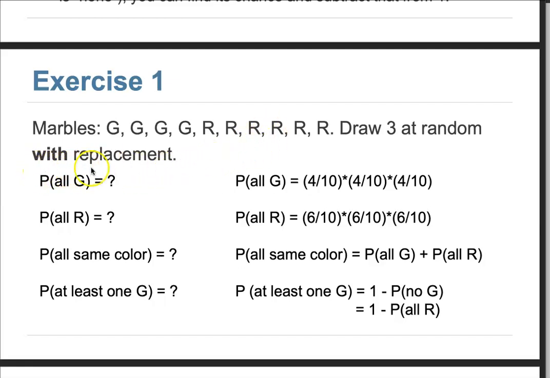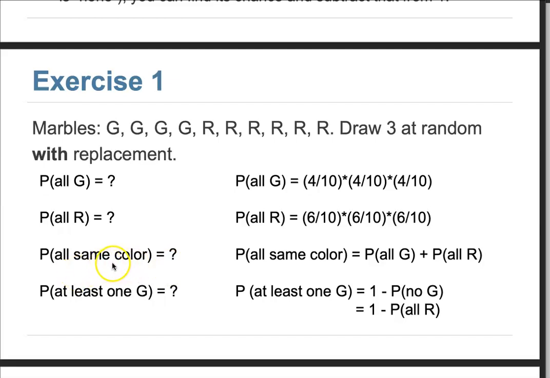Be careful, always check whether it's with replacement or not. With replacement means every time you draw, you put it back. So if all 3 are green, each green is 4 out of 10, and we do it 3 times, so it's an exponent of 3. Then with OR, you use the red, so you have 6 out of 10, and do it 3 times as well. Okay, so then all the same color.